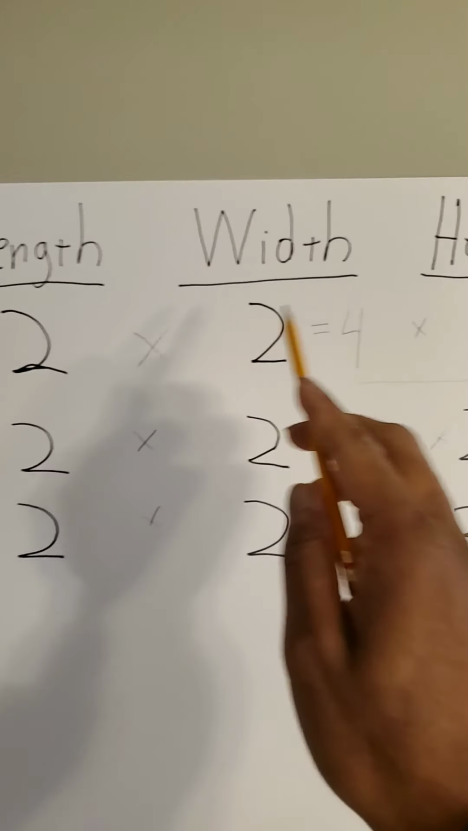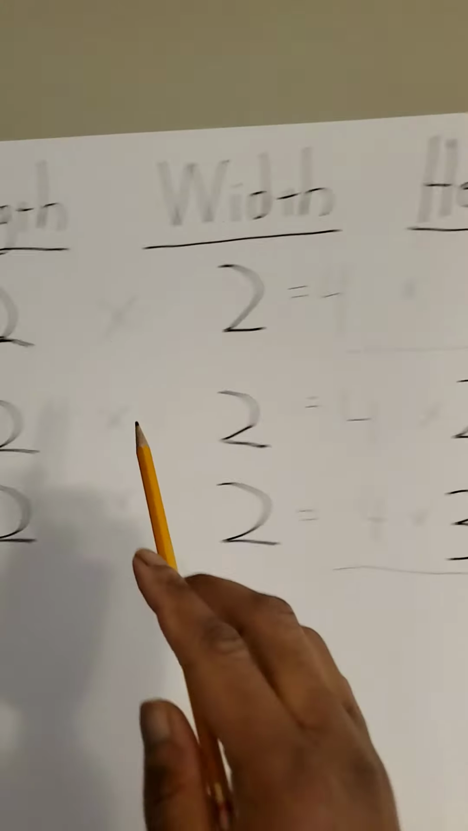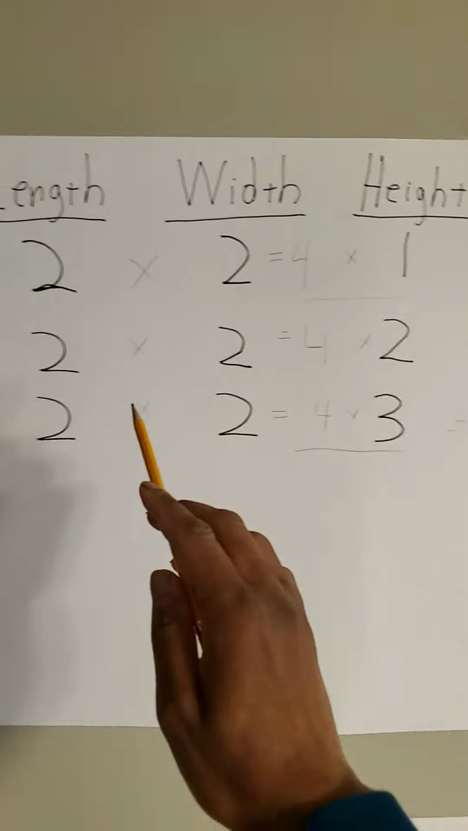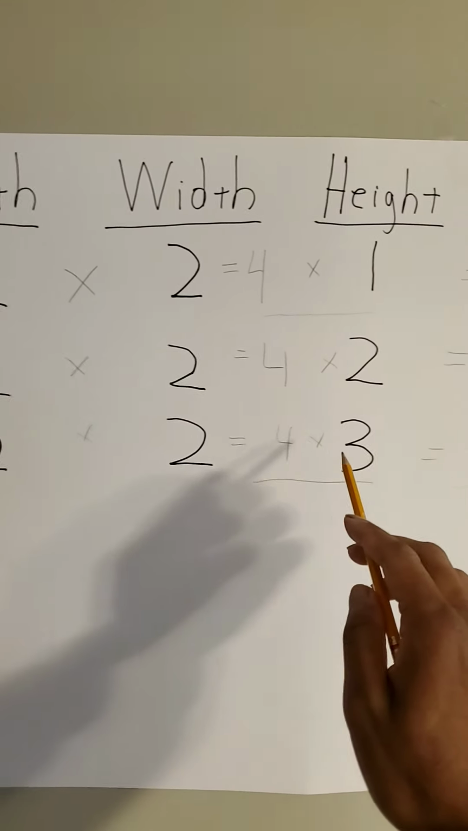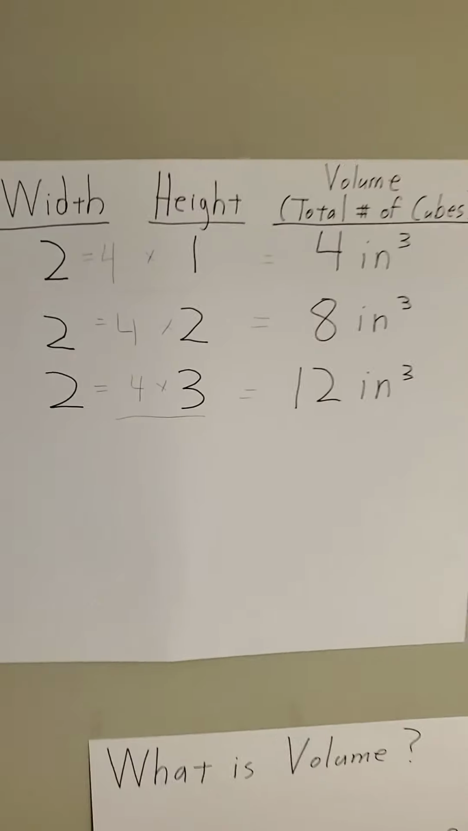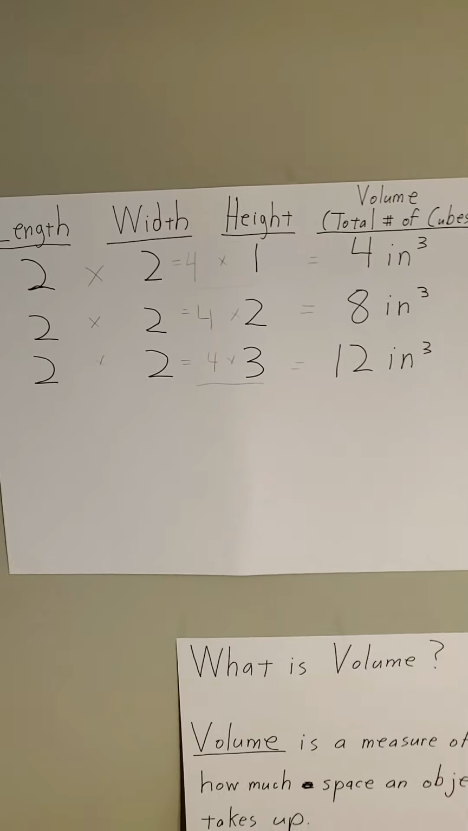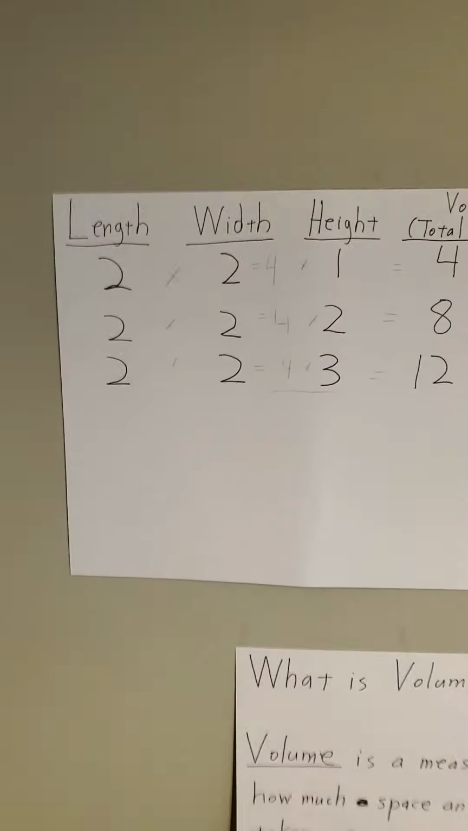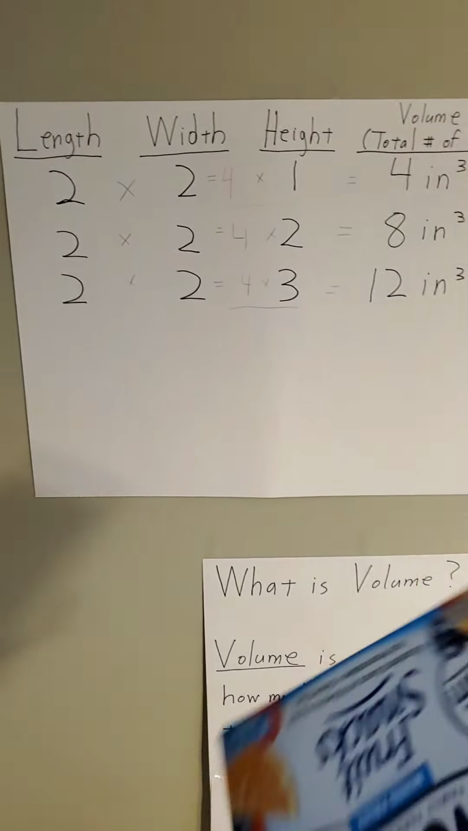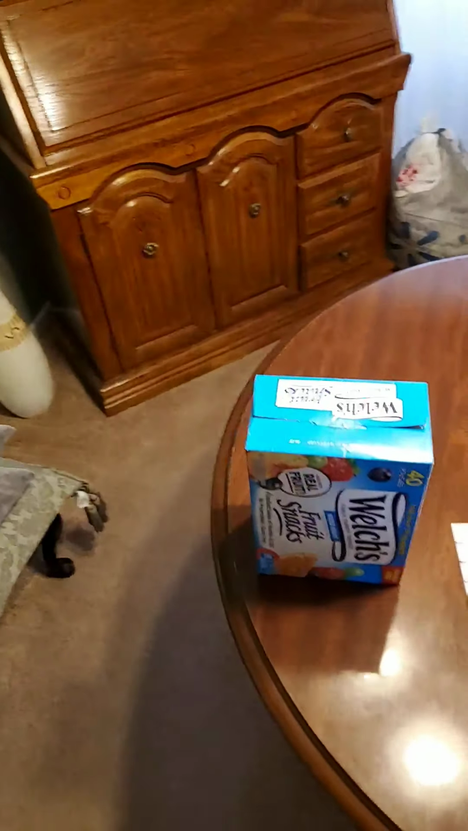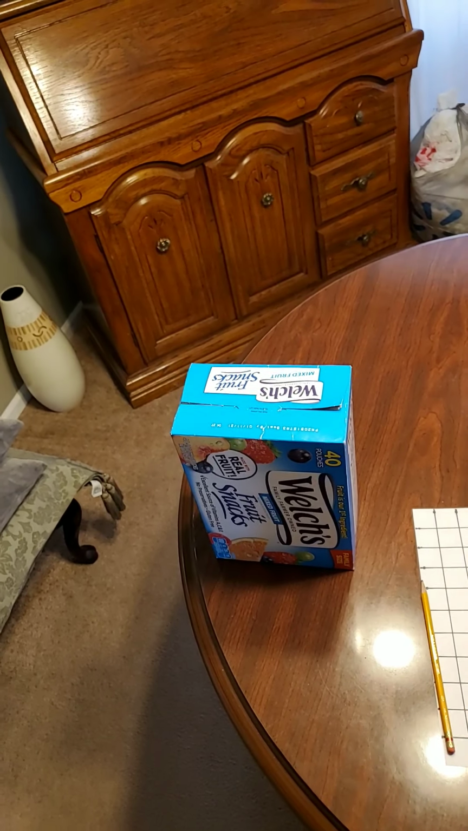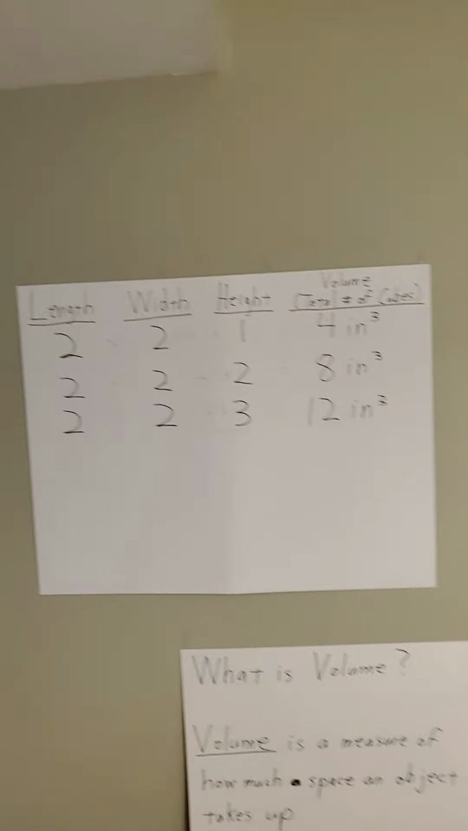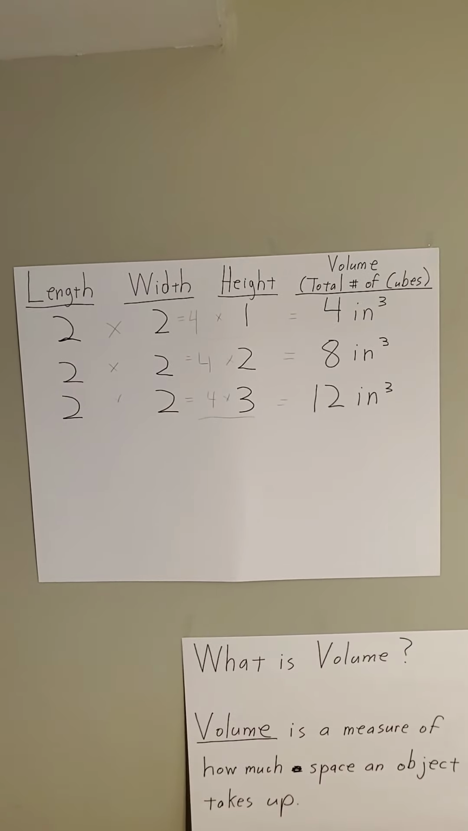2 times 2 is 4. 4 times 1 is 4. 2 times 2 equals 4. 4 times 2 equals 8. 2 times 2 equals 4. 4 times 3 equals 12. So to find the volume of a rectangular prism or a box, you're going to take the length, the width, and the height, and you're going to multiply all 3 of those numbers together.